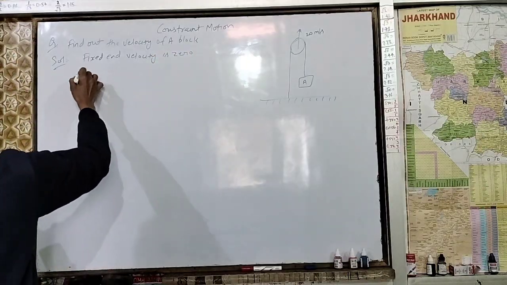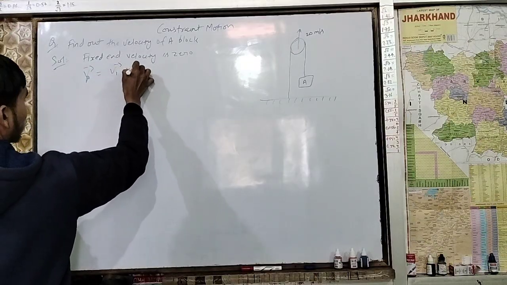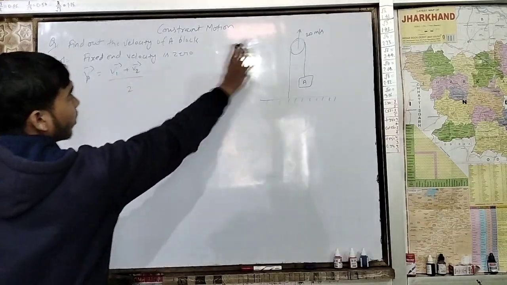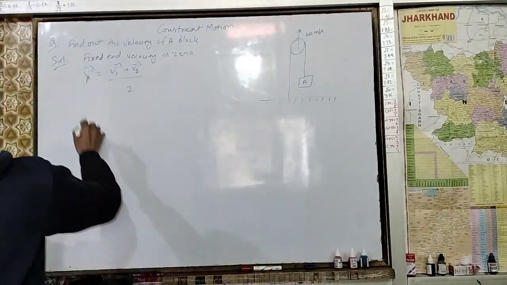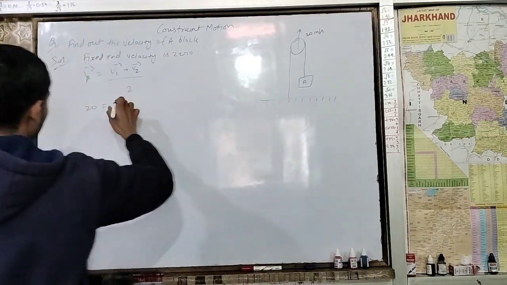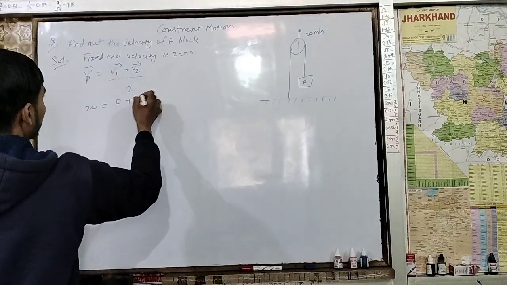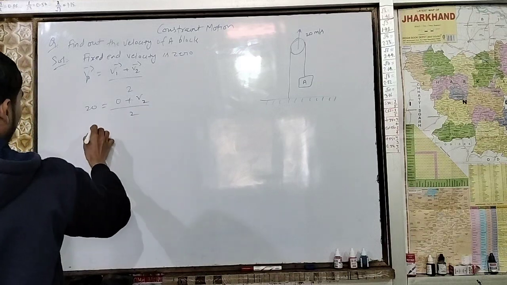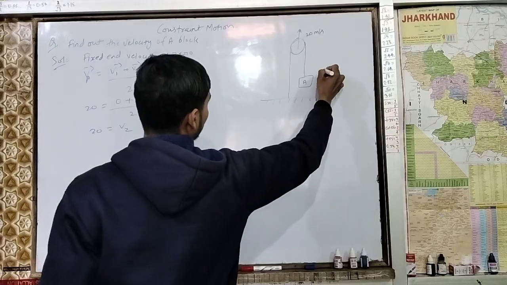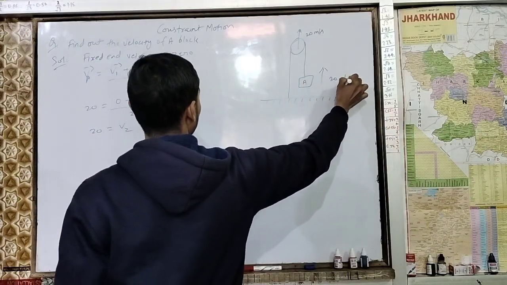Velocity of P will be equal to velocity 1 plus second velocity upon 2. Velocity of the pulley is given, which is 20. Velocity of the first one, which is fixed, is 0. The second, velocity of the block, is v2 upon 2. So 20 is equal to v2 upon 2.